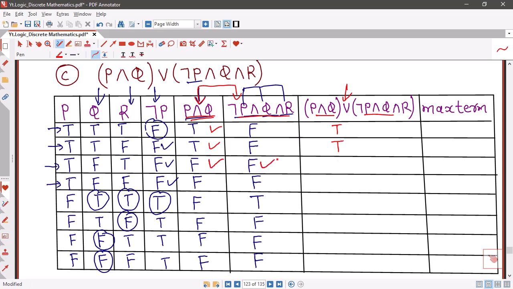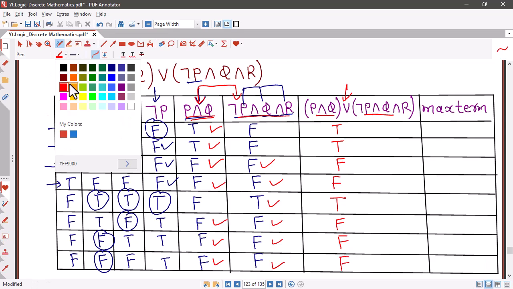Here both are false, therefore we have false truth value. Same thing here, both are false, therefore this is false. Here true value is implying that this is also true. We require at least one truth value true for this to be true. Here both are false, therefore this is false. Here also both are false, therefore this is false, and here also both are false, therefore this is false.